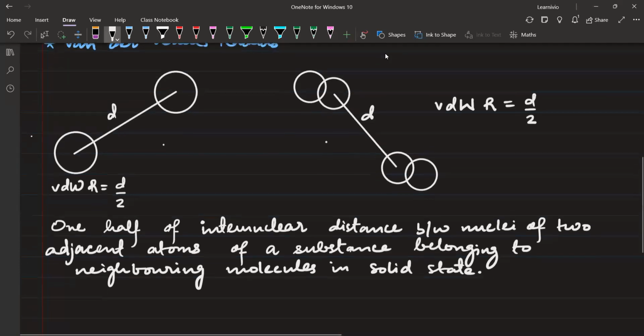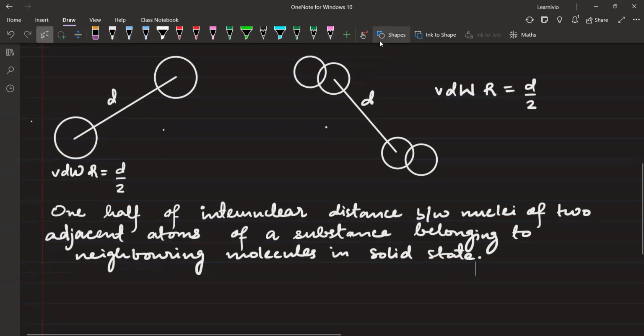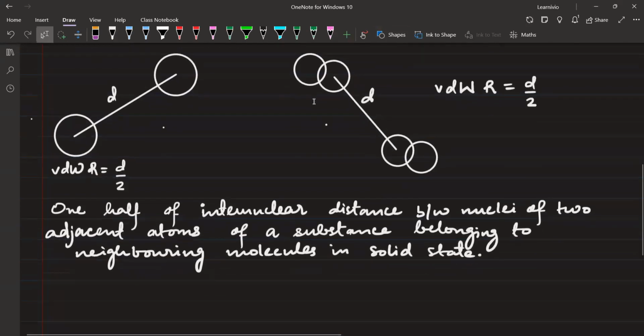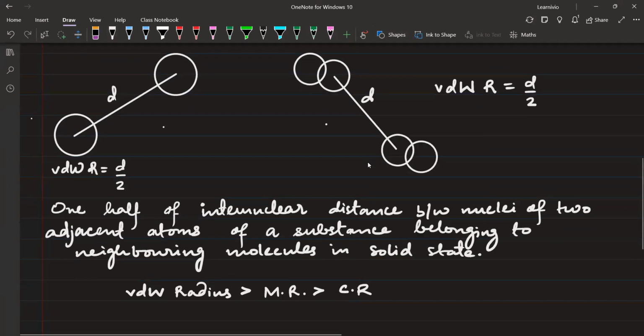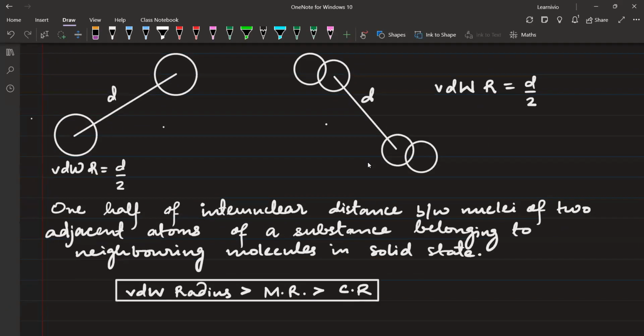Now, as you can see, by definition, van der Waals radius is going to be larger than the metallic and the covalent radius. So, van der Waals radius, it is the largest by definition, followed by metallic radius, and the smallest by definition is going to be the covalent radius. Please copy this down, raise your hand once you're done.